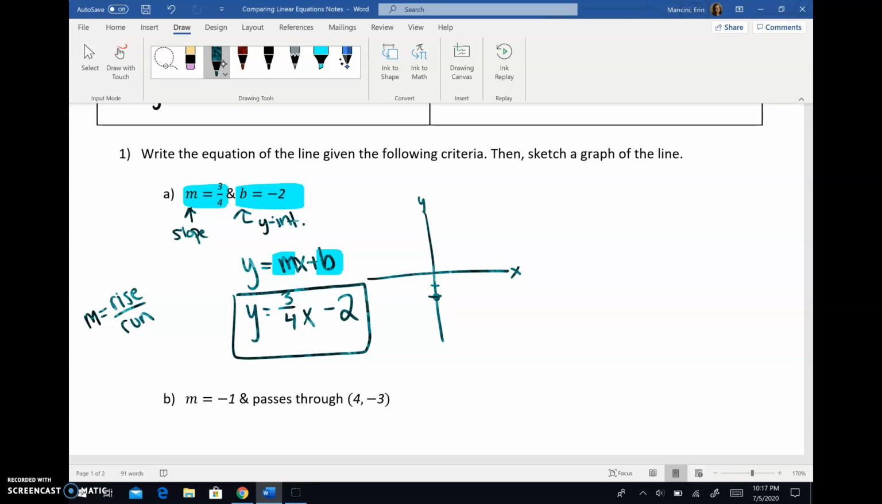So we're going to go up 3: 1, 2, 3. We're going to go over 4: 1, 2, 3, 4. So up 3 over 4 would be right here. And that's in the positive direction because it's positive 3/4. So our line should be increasing if we read from left to right. And there you have your line sketched. So knowing your slope and your y-intercept, you can come up with slope-intercept form and you can graph the line.